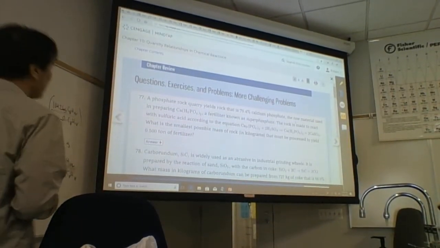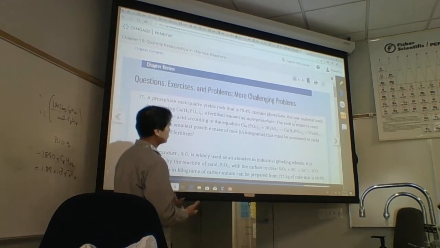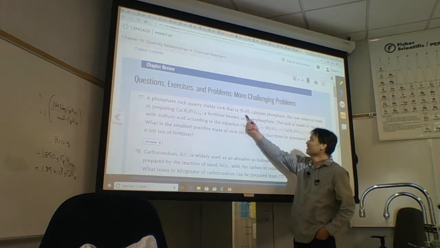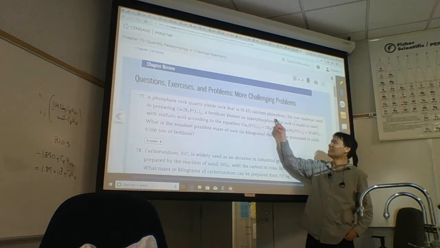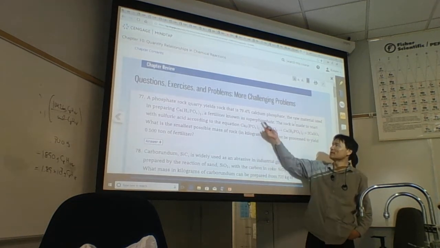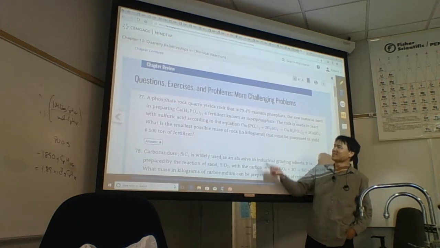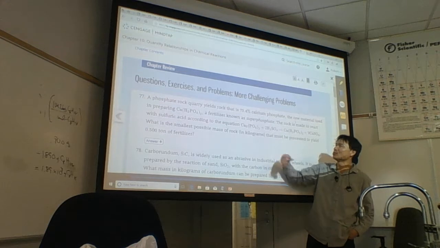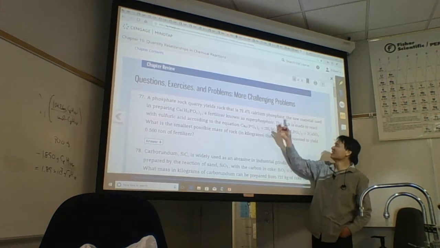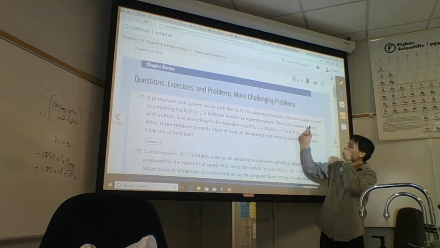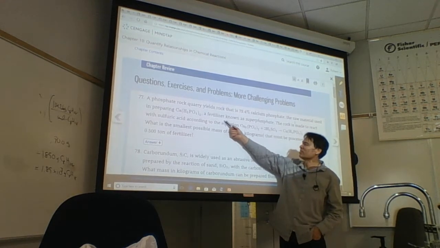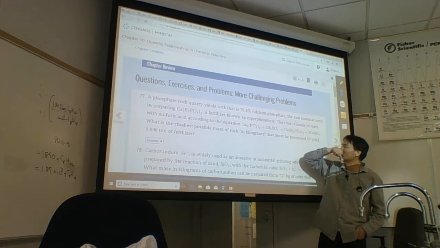A phosphate rock quarry yields rock. Rock is a mixture of different minerals. Rock that is 79.4% calcium phosphate. So this rock is not pure calcium phosphate. This rock contains just 79.4% calcium phosphate and 20.6% other stuff. The raw material used in preparing calcium dihydrogen phosphate, a fertilizer known as superphosphate.